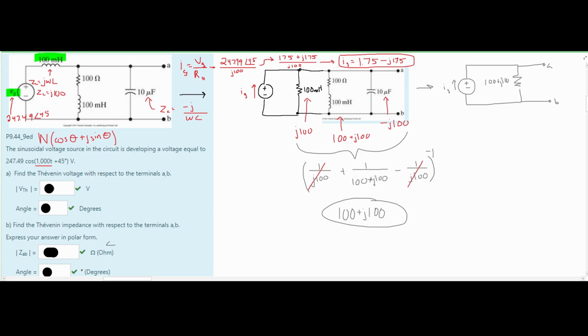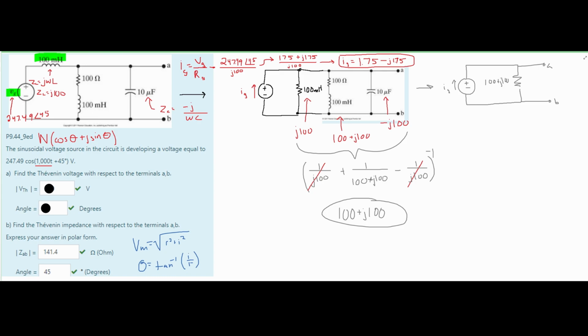But we want it in polar form. The question asks us for the magnitude and degrees. So to convert this to polar form, we are going to use the following equation, where we have our Vmax equal to the square root of our real number squared plus our imaginary number squared, and our theta equal to tangent negative 1 of our imaginary number over our real number. And if we do that, we're going to get approximately 141.4 with an angle of 45 degrees. And that is the polar form for the Thevenin impedance.